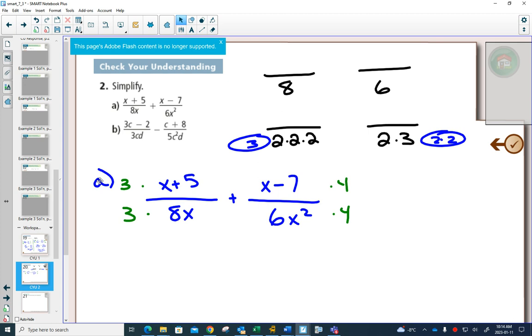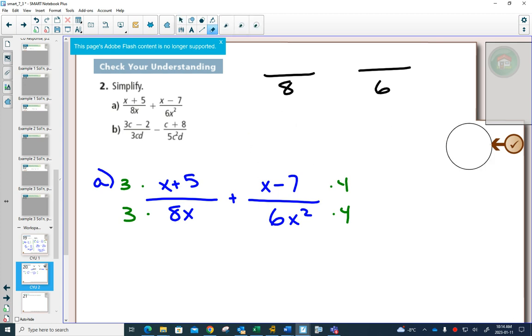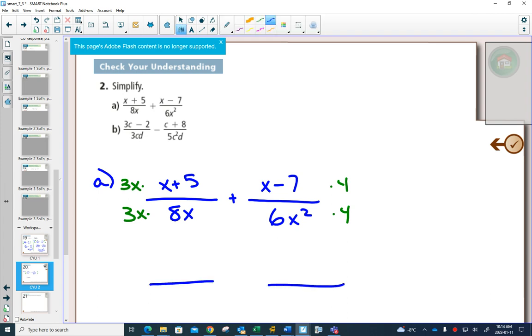All right, so erase this. There's the numbers, 3 and 4. Now we look at the variables. This one has an x squared, this one has an x. To make them the same, this one is going to need an x to make it x squared. The second one doesn't need anything more. I like to draw the denominators first. I've made both of these denominators 24x squared. Still going to be a plus sign in between.